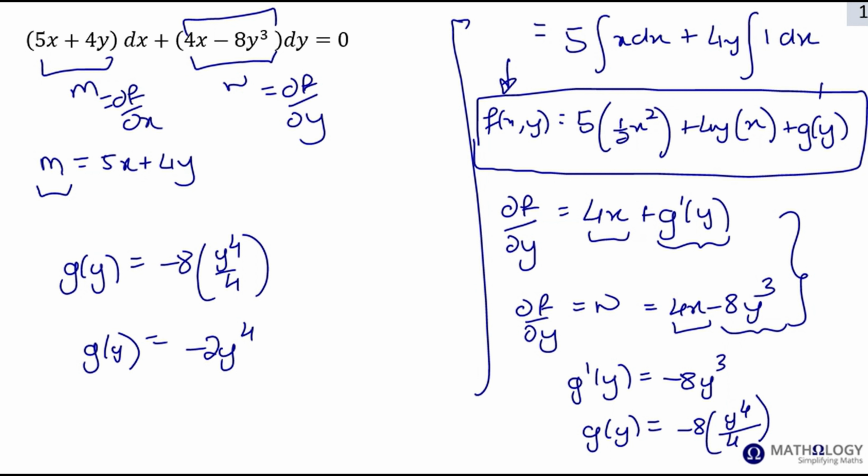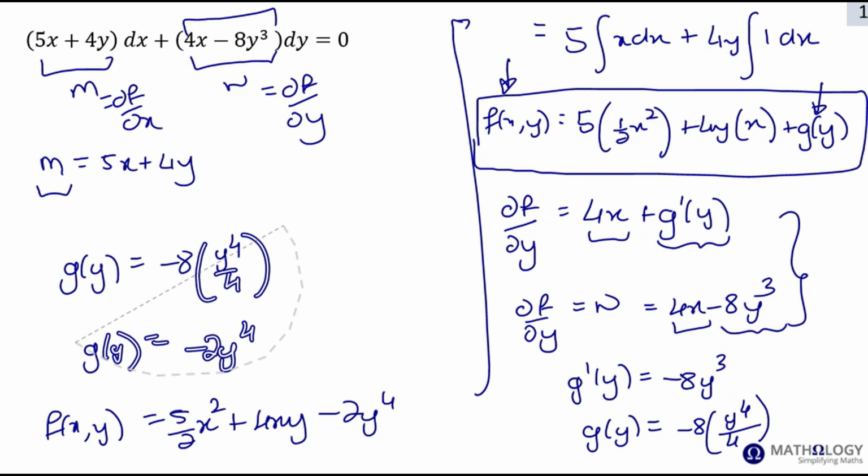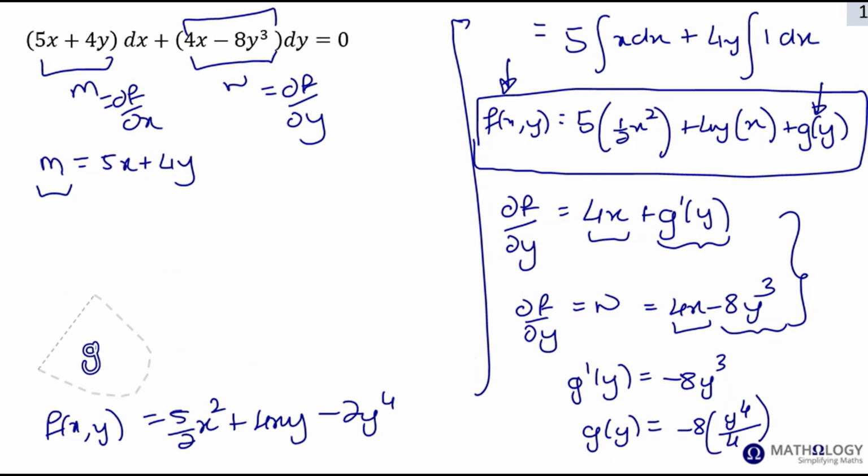And now we have this expression for g of y. So the function f equals 5 over 2 x squared plus 4xy minus 2y to the 4. Now before we approach it from the perspective of n, we just want to check that the solution is correct.